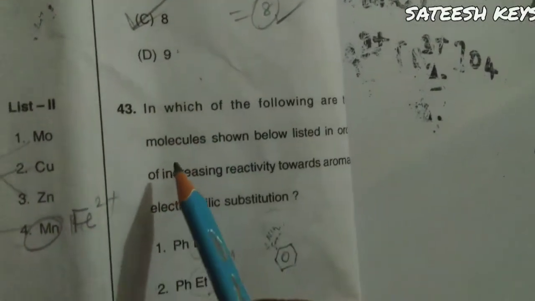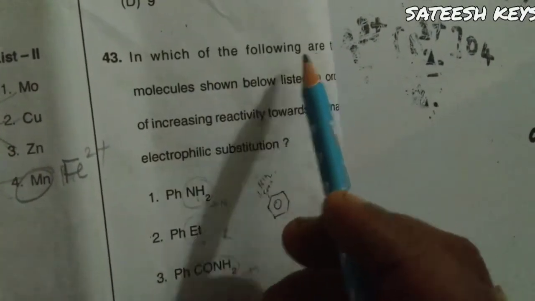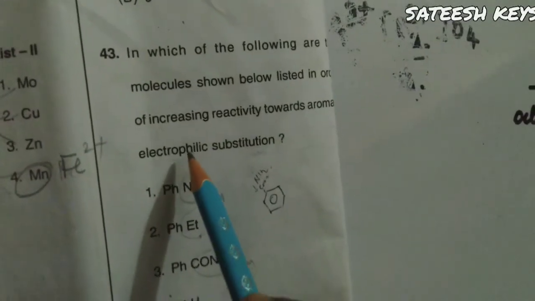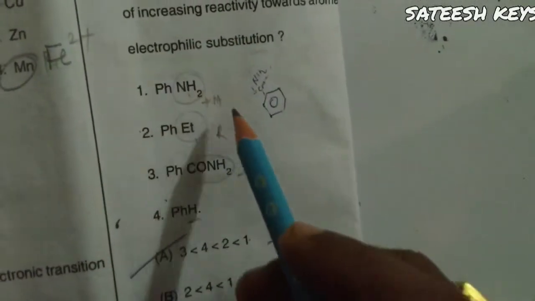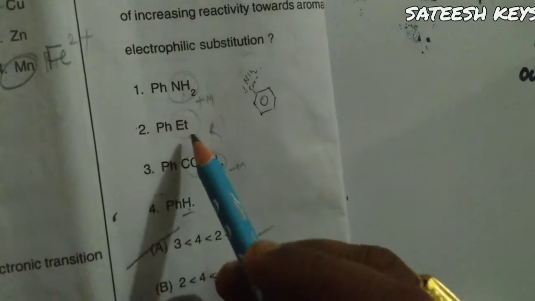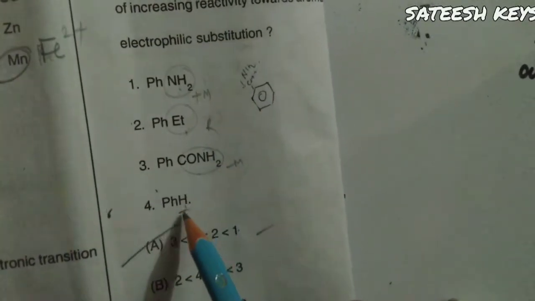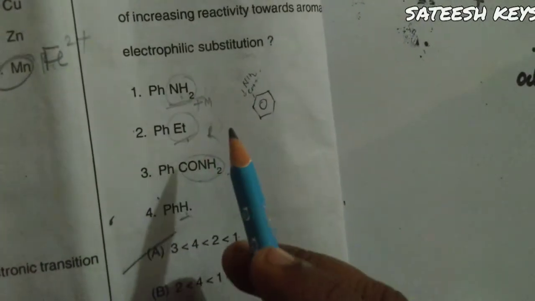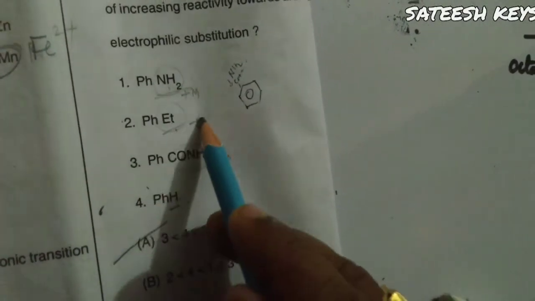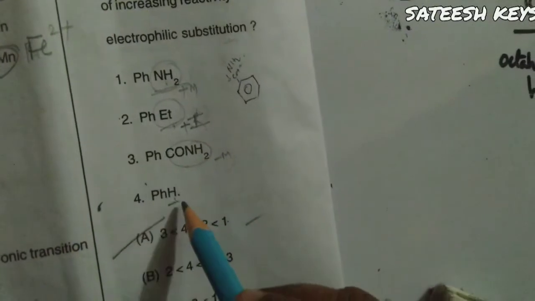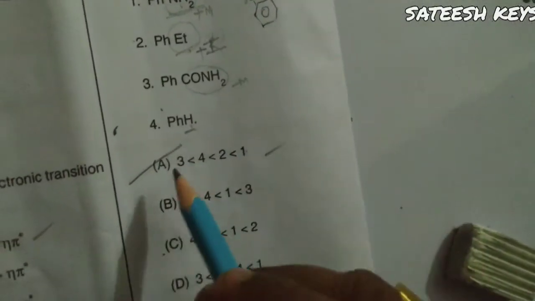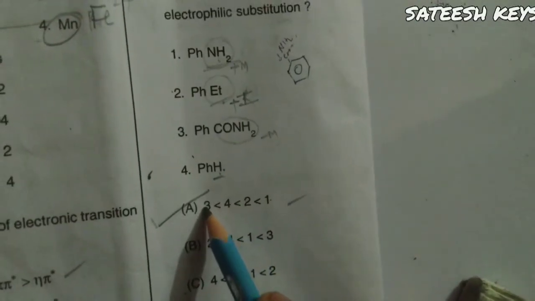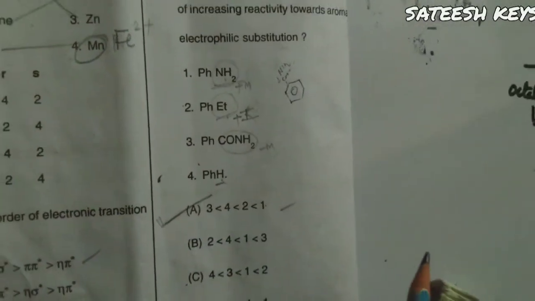So next bit, which of the following molecules show the increasing reactivity order for aromatic electrophilic substitution reaction. These are aniline, ethyl benzene, benzamide and benzene. Generally aniline has a plus M group, ethyl is a plus I group, and then benzene. So the order of reactivity: aniline is more reactive than ethyl benzene, then benzene, next benzamide. So option A is suitable for this question.